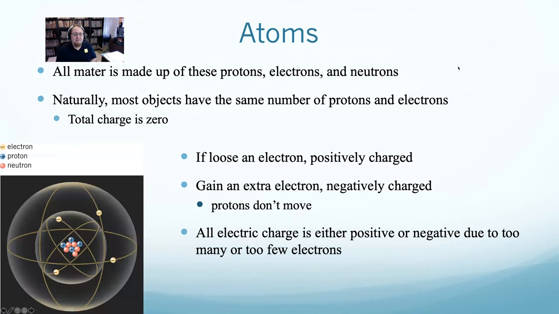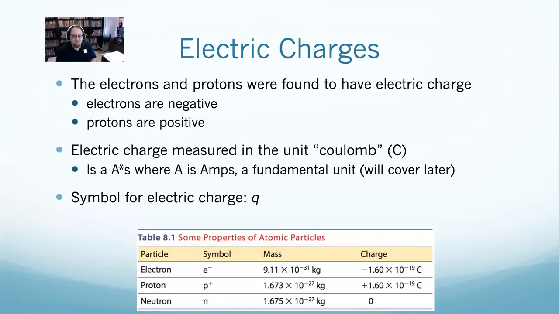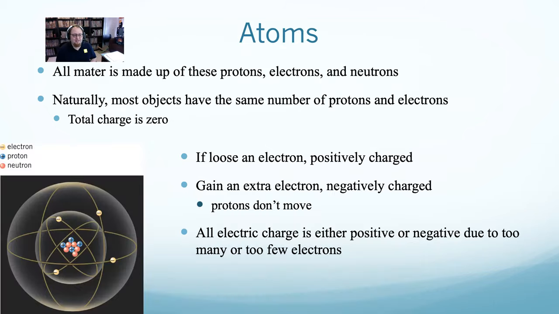Now, as I already said, everything is made up of electrons, protons, and neutrons. Most materials by nature, naturally, have the same number of protons and electrons. And so protons and electrons have the exact same value of charge, just negative from each other. Once again, I said it was negative 1.6 times 10 to the negative 19 and positive 1.6 times 10 to the negative 19. And so let's say something has four protons and four electrons, like my picture in the bottom left. Its total charge will be zero because they can cancel each other out.